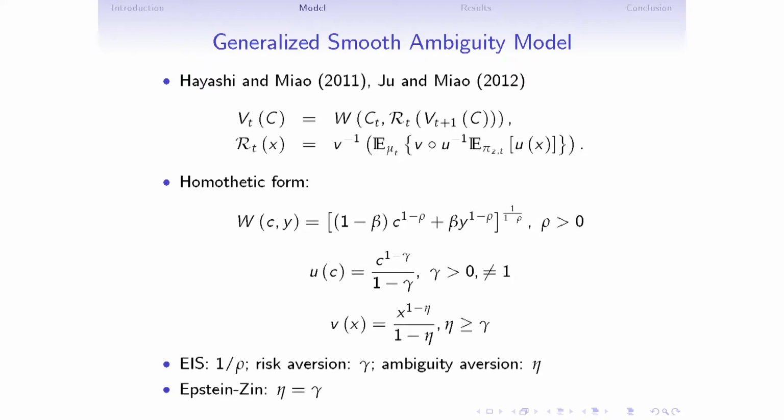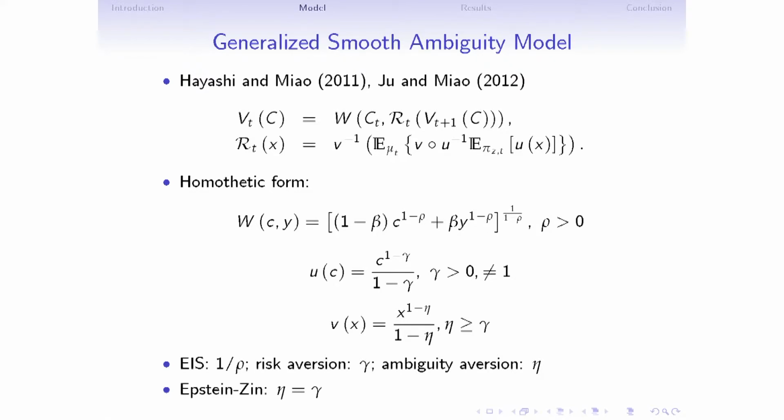And R t, I call this the uncertainty aggregator. This is the continuation utility V t plus 1. And this comes from the static KMM model. Here, in dynamics, this is the likelihood, and this is the posterior, all right? And in applications, you need to specify a functional form. So we specify the functional form in this way. It's also inspired by Epstein Zing, this homothetic form. So this is the CES aggregator, and this is power utility, and this is power. Okay, this is homogeneous.